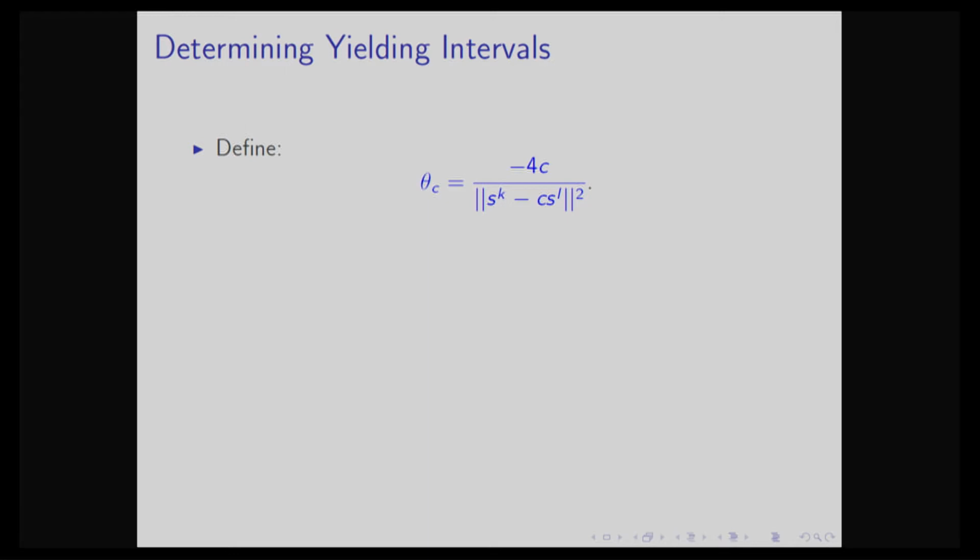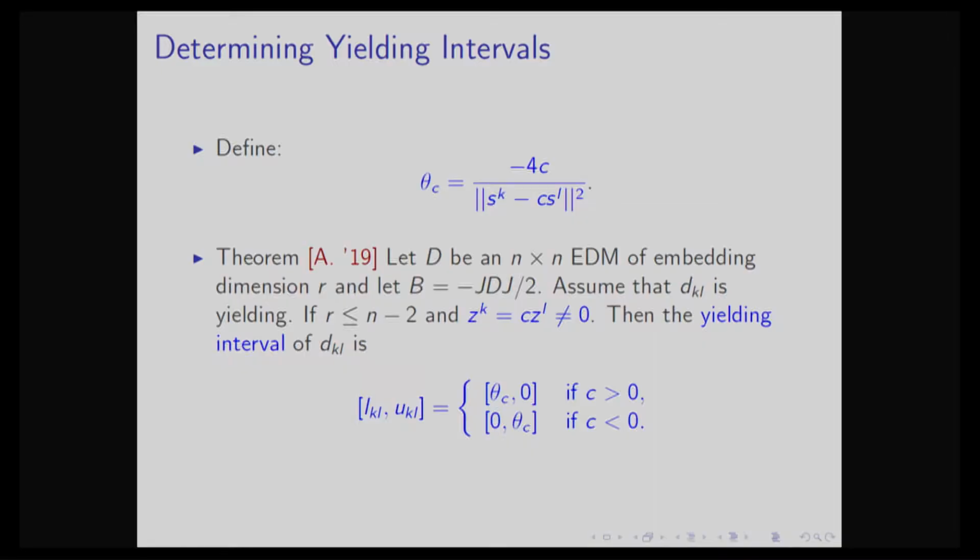So if you have this constant C of proportionality between the vectors, define this quantity, and then we have this result. So if the embedding dimension is less than or equal to n minus 2, and if the Gale transforms satisfy this for C which is not equal to 0, then the yielding interval is given by this formula. Okay, it depends on whether C is positive or C is negative.